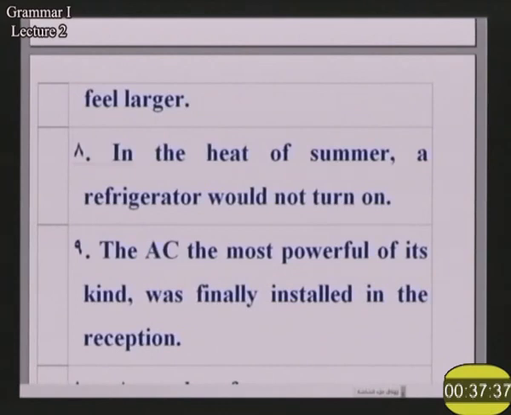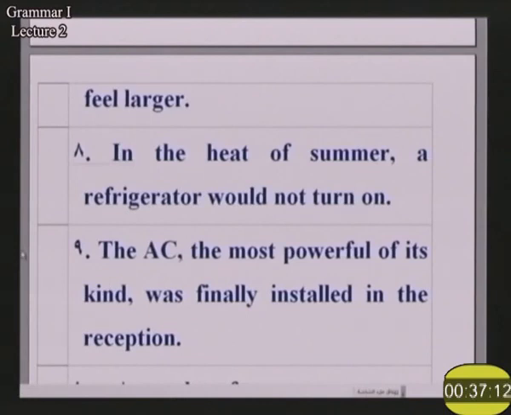What's wrong here? If it is an appositive, it should be separated by two commas. And I do not have a comma here. What makes this sentence correct is the addition of a comma. Then the appositive, or the most powerful of its kind, should be separated by two commas.